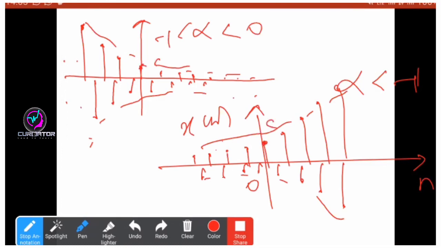So this is why exponential signals and sinusoidal signals are very closely related. I hope you understood this concept.